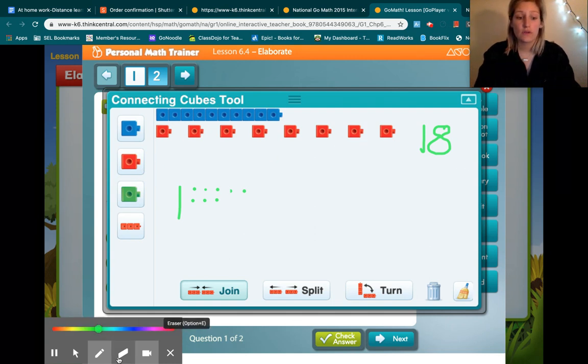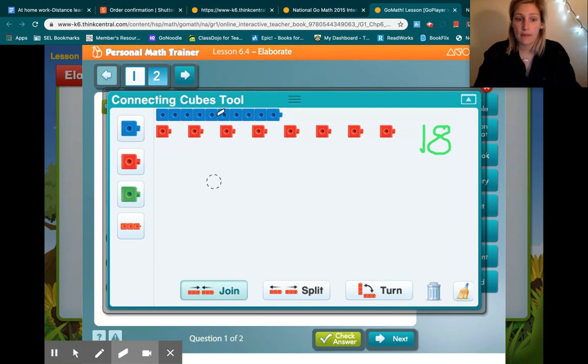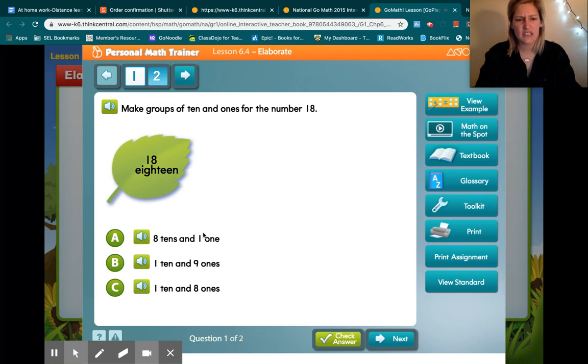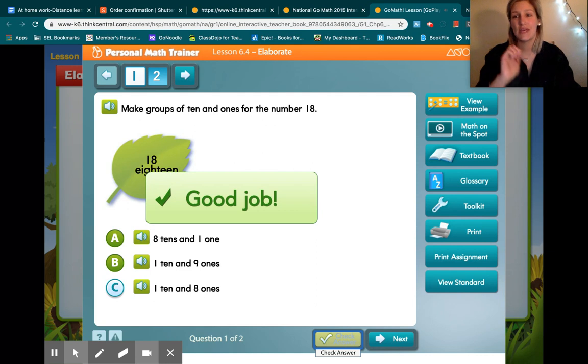Okay? So now I hope you guys didn't forget that we were actually doing a math problem here. So keep it in your head that we figured out that 18 can be shown by one group of 10 and 8 ones, and we're going to find that for our correct answer. 8 10s and 1 1? No, we didn't make 8 lines in our quick picture. 1 10 and 9 ones? I remember one group of 10, but I don't remember 9 ones. So let's keep going. 1 10 and 8 ones. Now that sounds right. Let's check it out. Good job! We got it.